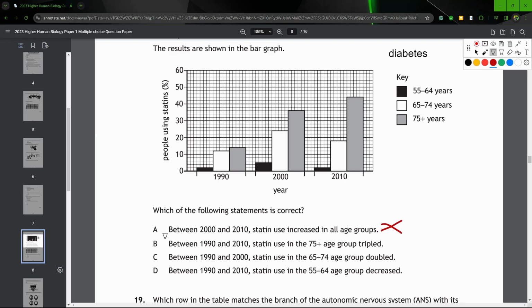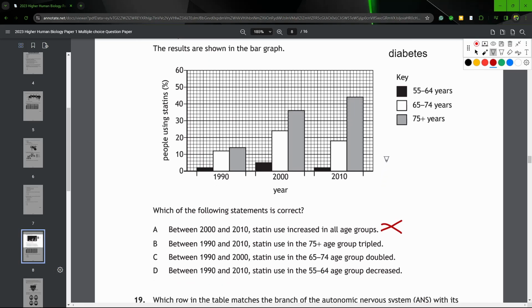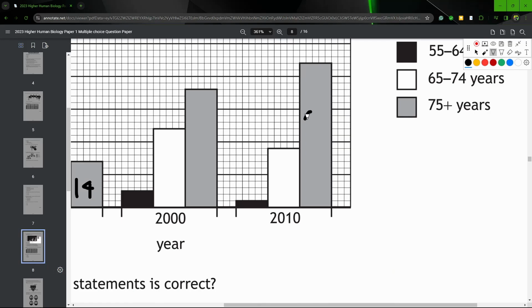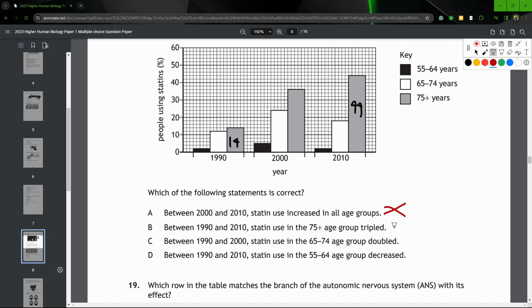Between 1990 and 2010, statin use in the 75 plus age group, the grey one, tripled. Okay, well, let's read the graph. So this is 2 above 10, and each box is 2. So that's 14 percent there. And then in 2010, what was it? It's 2 above 40, so that'll be 44. And it doesn't take a genius to work out that 3 times 14 does not equal 44. So I think we can eliminate that one as well.